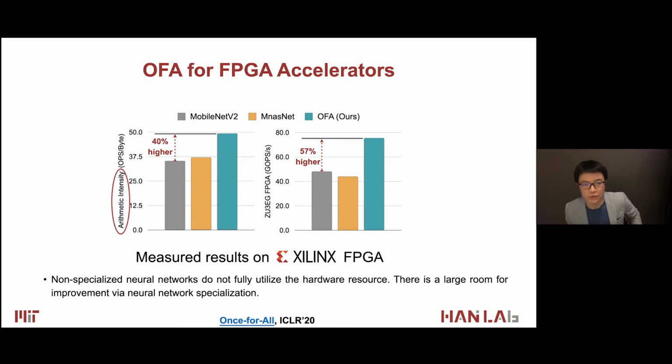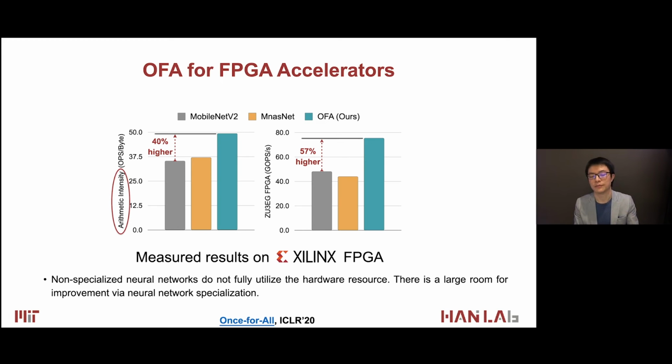An interesting experiment we did is the once-for-all network for FPGA accelerators, which is specialized hardware. Here we define a concept, the arithmetic intensity, and we find the once-for-all network achieved a higher arithmetic intensity than MobileNet V2 and MNASNet on the FPGA. Arithmetic intensity is defined as operations per byte, which is basically the x-axis of the roofline model, very important in hardware architecture. Memory is expensive, computation is cheap, so we want to fetch 1 byte of memory and do as much computation on top of it as possible, so that it's not memory bound.